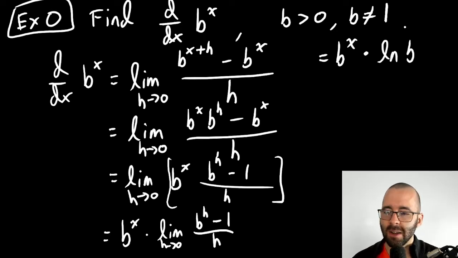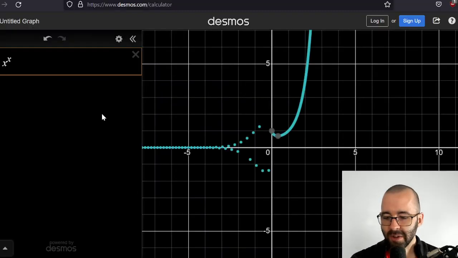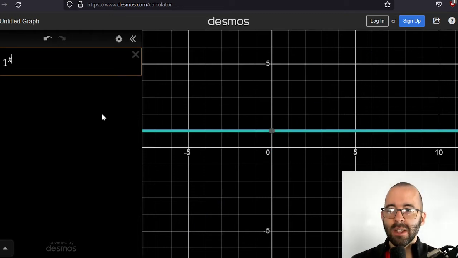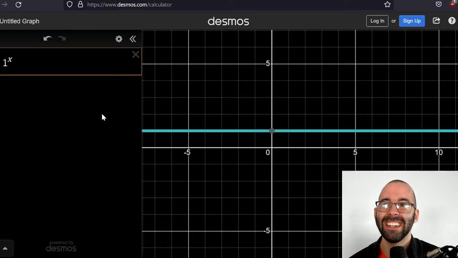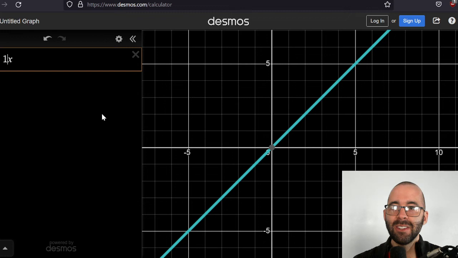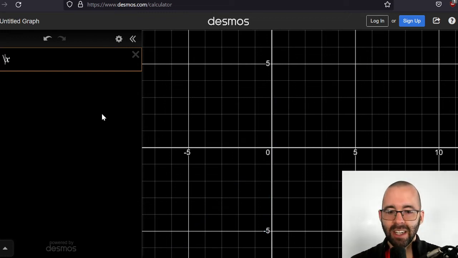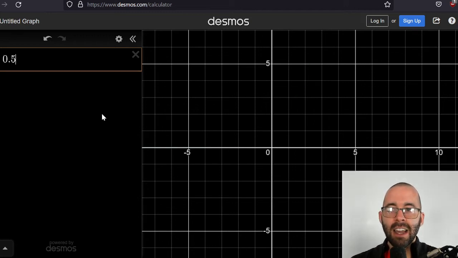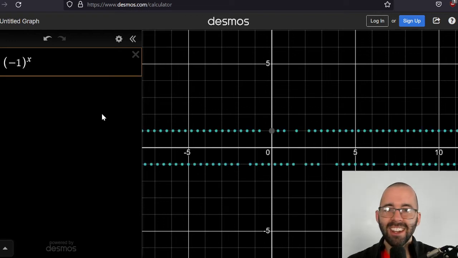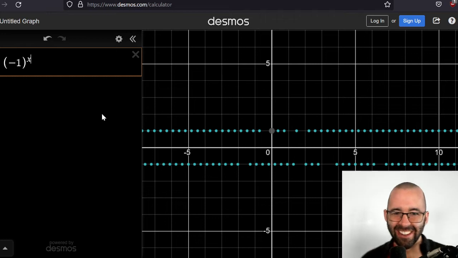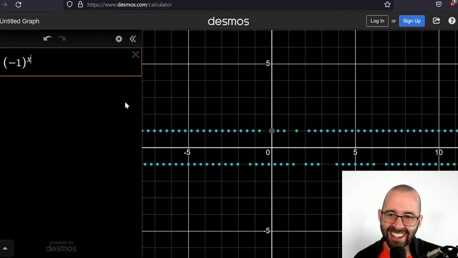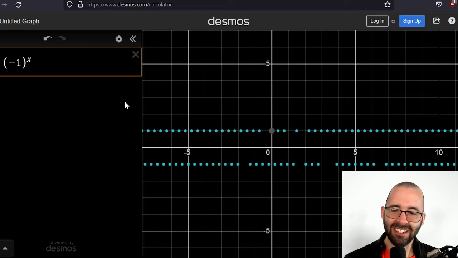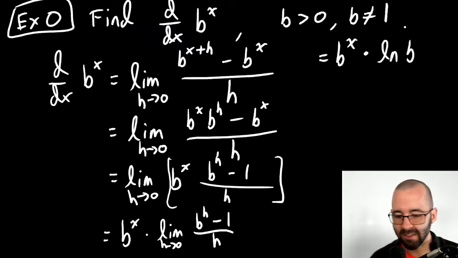Because if b is 1, we have a very boring function. I'll show you. If b is 1, what does our exponential function look like? That's not very interesting. All right. B being like 2. Whoa, I can't type. B being 2 is more interesting. B being like a half is more interesting. B being negative, we don't want to deal with negative b's. Okay, so b is going to be positive and it's not going to be 1. And that's how we're going to start.